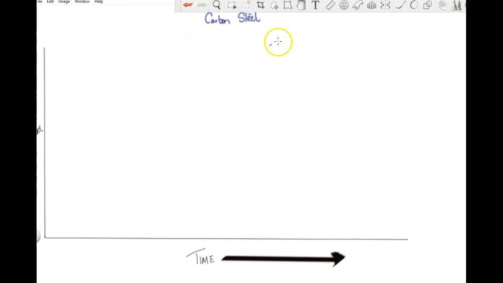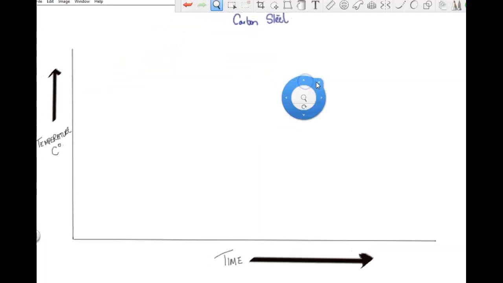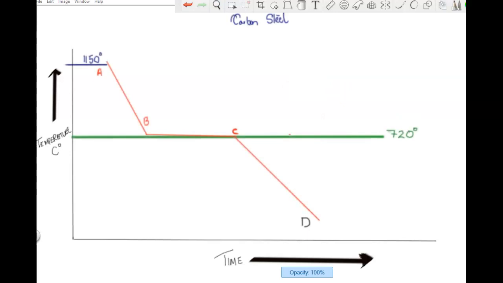Now, regarding the cooling curve, we have our graph. We'll just do this for carbon steel. We have time, and then on this side, which has just been cut off, is the temperature. So I'll move that across to there so you can see. So what we have is our temperature curve. There's 720. Starting at 1150, we've got A, B, C and D.